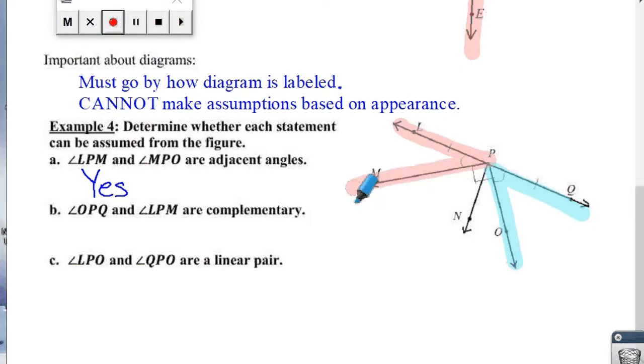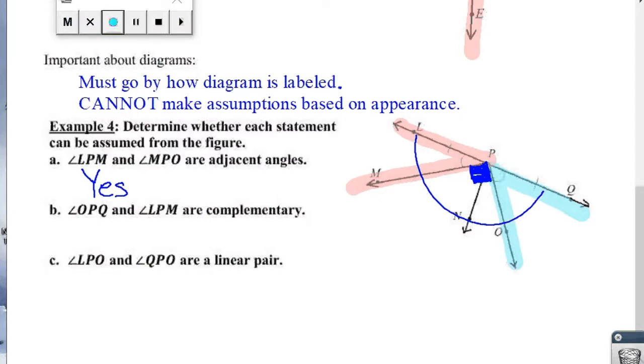Okay, we want to know if we can assume that those are complementary angles. Well, complementary angles means that they have to sum to 90 degrees. This one's a little tricky, but we can work our way through this with a little bit of logic. This whole angle has to be 180 degrees. And if we look closely at this diagram, they tell us that this part is 90 degrees. Well, if the whole thing's 180 and this piece is 90, with a little bit of arithmetic, we can see that whatever's left must also be 90 degrees.